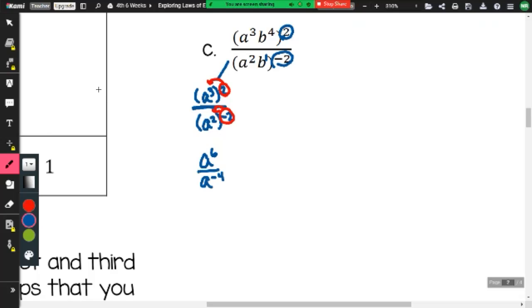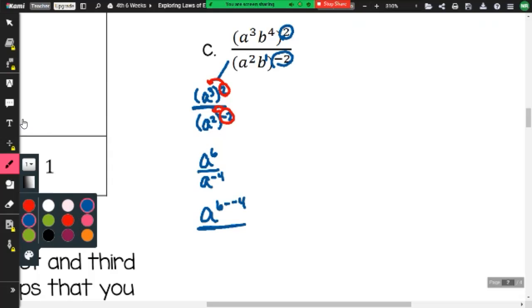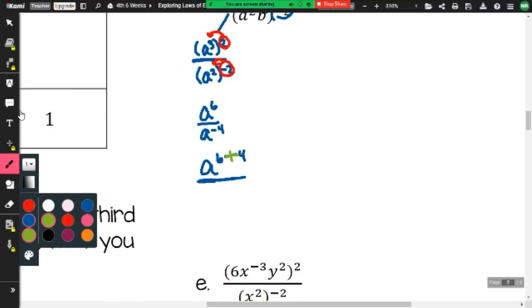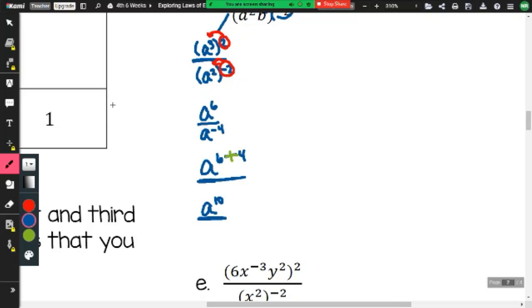Now you're only allowed to have one power with that base in the final answer. So how do I combine these? What do I do to the exponent? Subtract. But when I subtract, it moves everything to the top. So I got the 6 minus what? A negative 4. The 4 is bringing in its own negative, making this a positive, making this 6 plus 4 instead of 6 minus 4. And we end up with what? A to the power of 10. Once again, at the top.